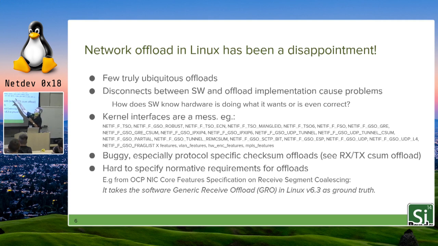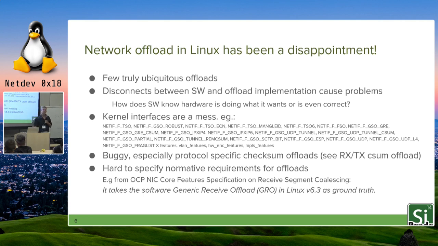Oh, and by the way, this is also a cross product of features: VLAN features, hardware encap features, and MPLS features. So it's just a crazy number of possibilities. We just had a great presentation on testing. How would you possibly test all of these combinations? So it's not a great API, and I think that's one area we need to fix.